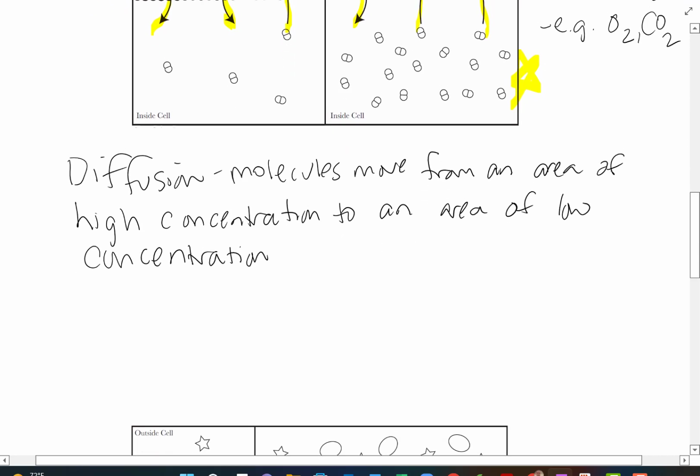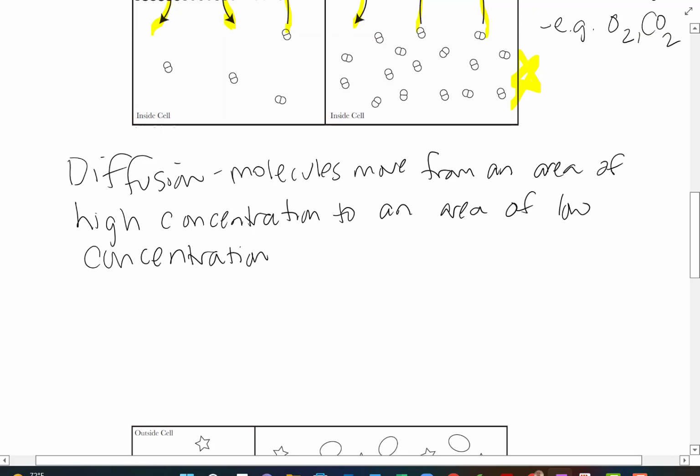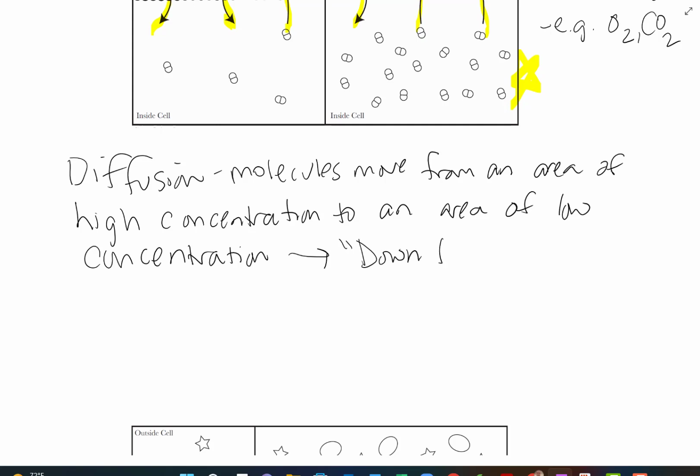Okay. So what we say when we're talking about diffusion, we say that molecules are moving from an area of high concentration to an area of low concentration, or the phrase that we use is we say that it moves down the concentration gradient. Down the concentration gradient. That just means that it is moving from an area of high concentration to low concentration.